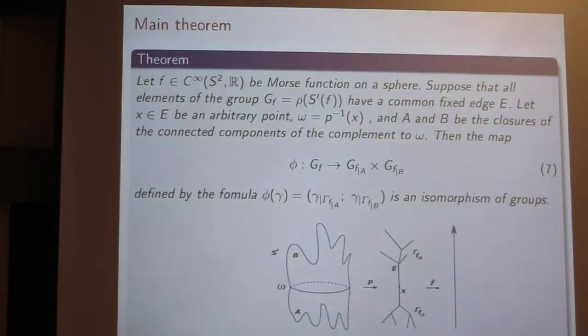Our main result gives a complete description of the class G greater than 1. Theorem: let F be a Morse function on a sphere. Suppose that all elements of the group GF have a common fixed edge E. Let x in E be an arbitrary point, omega equal to p minus 1 of x, and A and B be the closures of the connected components of the complement of omega. Then, first, A and B are two disks invariant with respect to the group; second, the restrictions FA and FB are Morse functions; and last, the map phi defined by the formula is an isomorphism of groups.